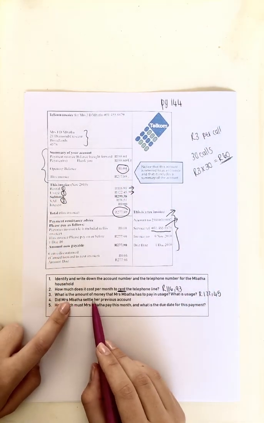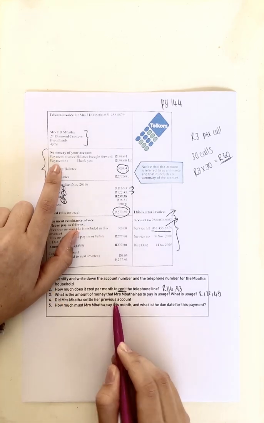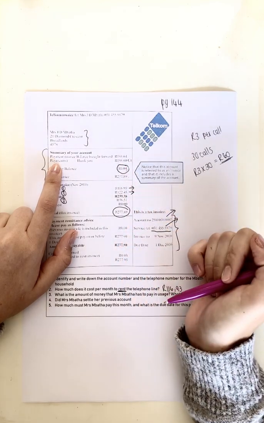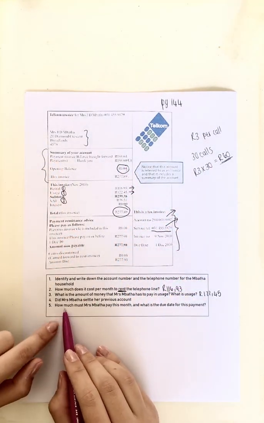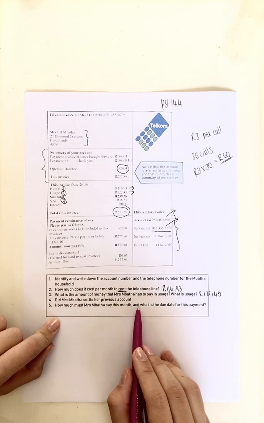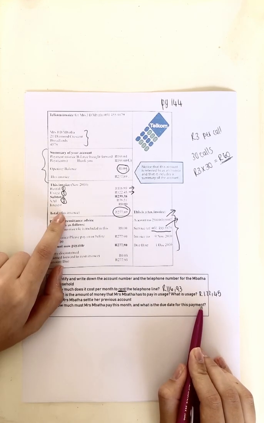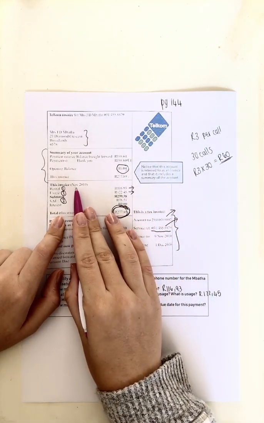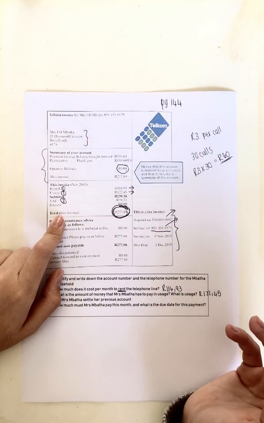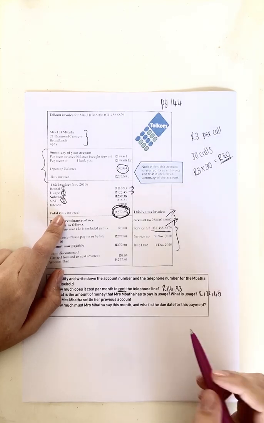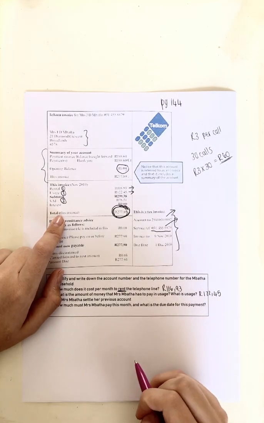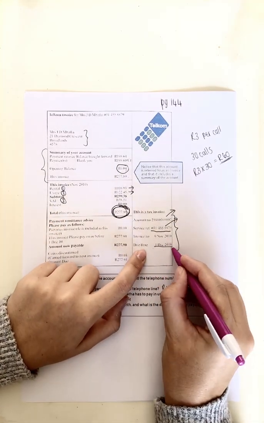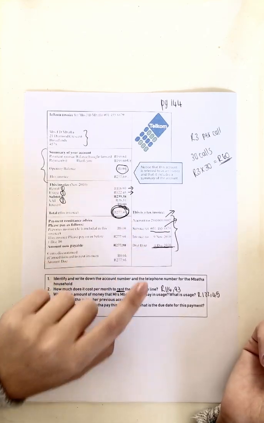Then, did Mrs. Mbata settle a previous account? We can go look at payments. So yes, she did, but she was 4 cents short. Then, how much must Mrs. Mbata pay this month, and what is the due date for this payment? Here is the total that she needs to pay for this month. Like I said, on this invoice, that's the amount she needs to pay. The due date for this payment, they said, was the 1st of December 2010.